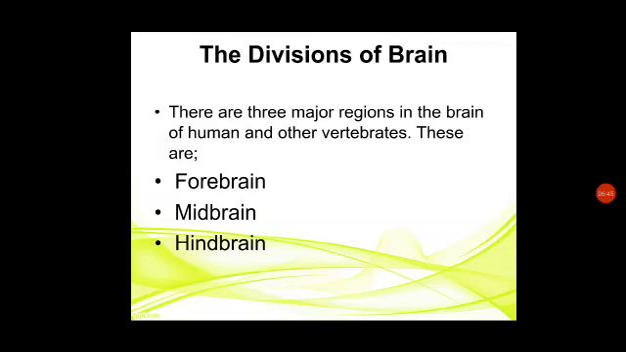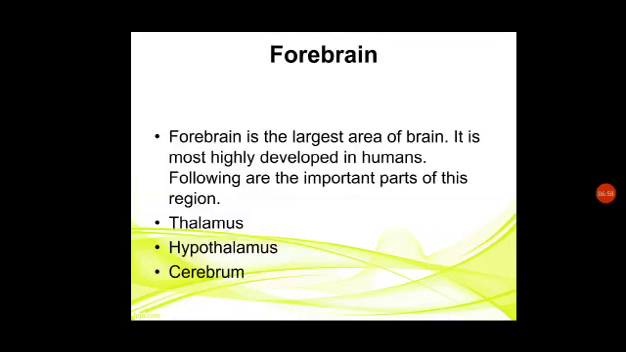Now the division of the brain. On the basis of shape, the brain is divided into three parts: forebrain, midbrain and hindbrain. First of all, we will discuss the forebrain. The forebrain is the largest part of the brain and it is the most highly developed in humans. It is not much developed in animals, but in humans it is highly developed, and it has the following three parts: thalamus, hypothalamus and cerebrum.